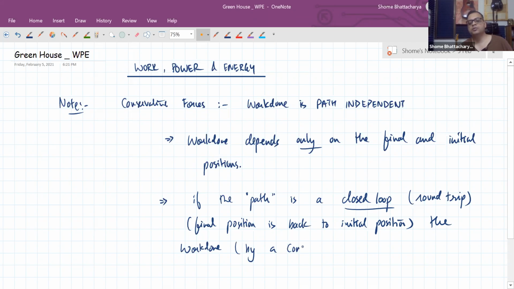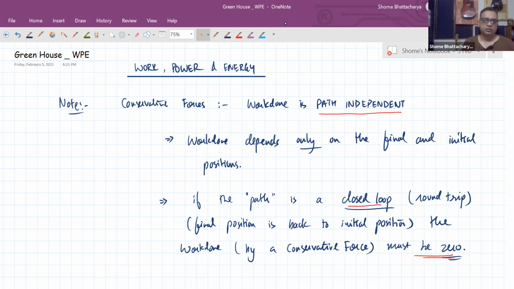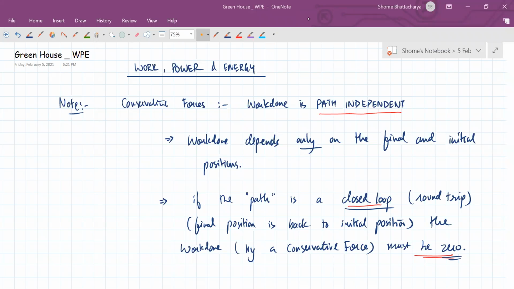So this is a very important property which you must note down of a conservative force, that in a closed loop path or in a round trip path, the work done by a conservative force must be zero. It cannot be non-zero. So these two statements are actually implications of each other. If the work done is path independent, it means that the work done in a round trip or closed loop must be zero. So just start by noting this point down. We'll discuss further about this.